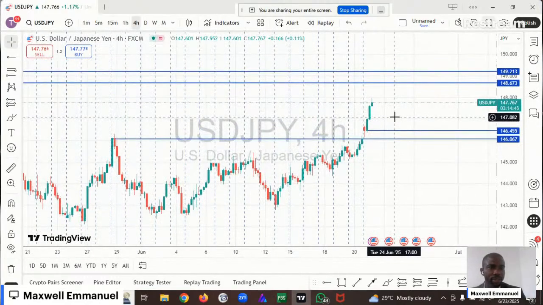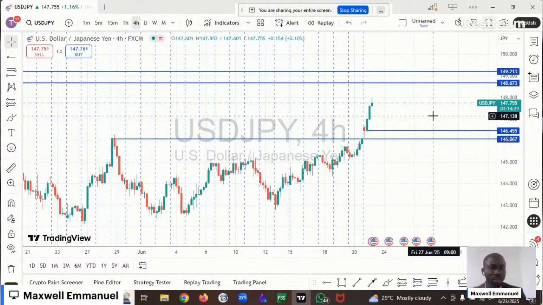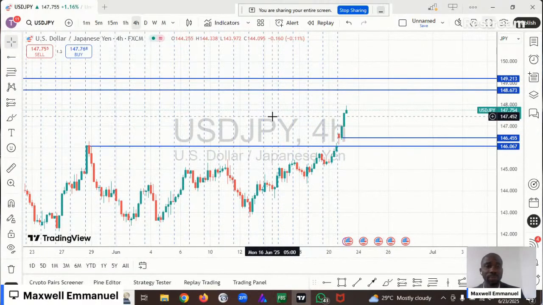Okay, if you had entered at 146.45, by now you should have made close to, this is almost 130 pips. Yeah, 130 pips. The market has gone in your direction 130 pips. Why do you want to take the trade?